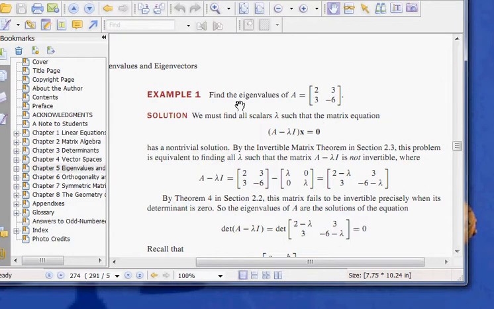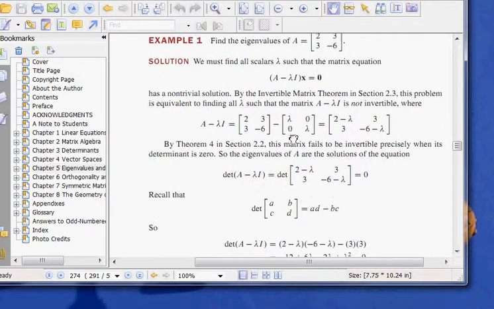Find the eigenvalues of A, where A equals this matrix, 2, 3, 3, minus 6. So what you want to do is solve this equation right here, (A minus lambda I)x equals 0. This is given by Ax equals lambda x, which was defined in the definition, and we thus converted it to this form. I hope you still remember that critical fact.